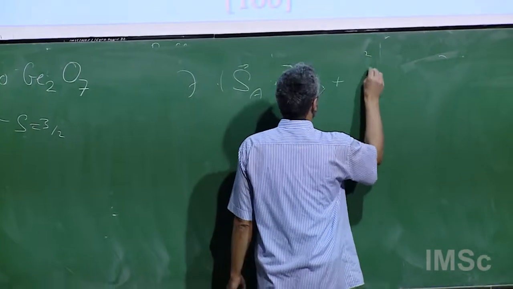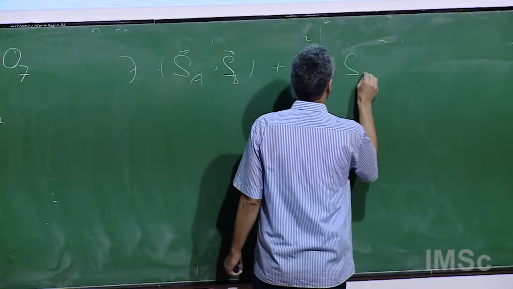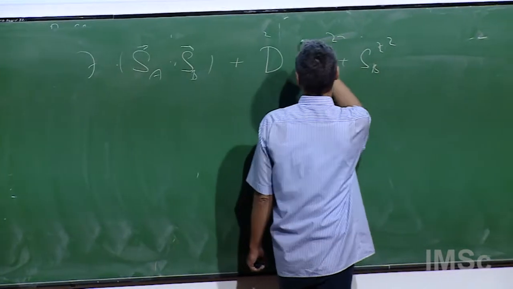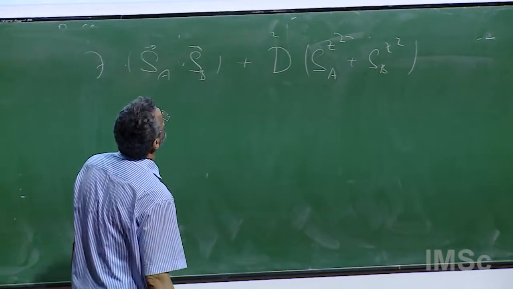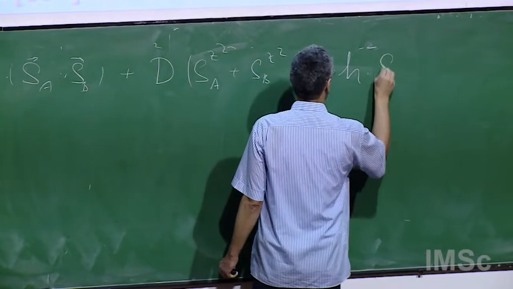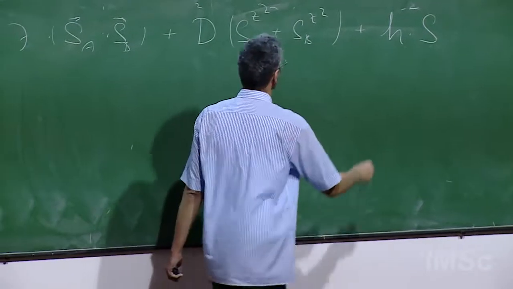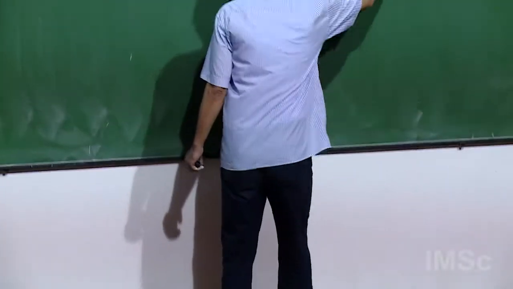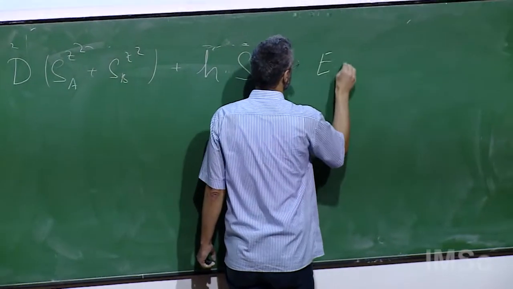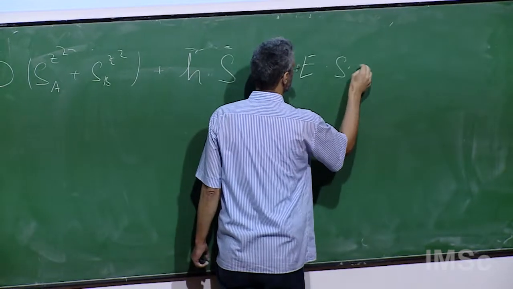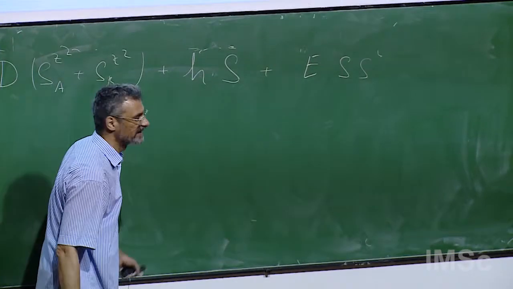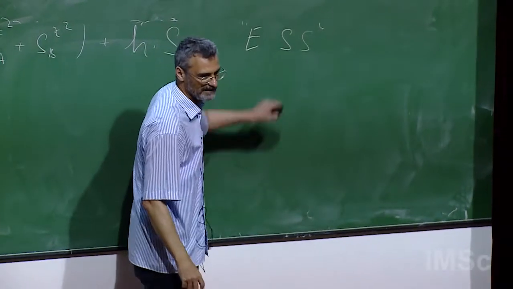There will be on-site anisotropy, S_Az squared plus S_Bz squared. There is the effect of magnetic field. And we can write the E times S times S. I don't write how it looks like. It's quite nasty, but there is the interaction between electric field and the spin particles.